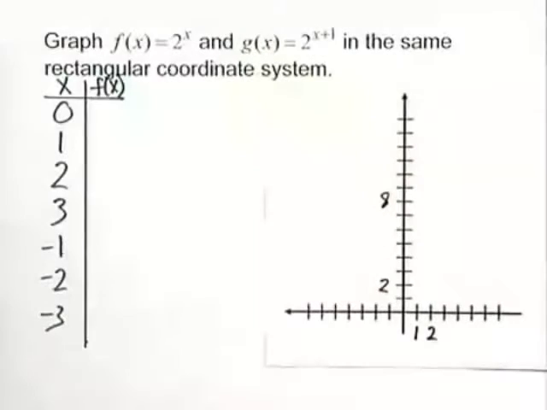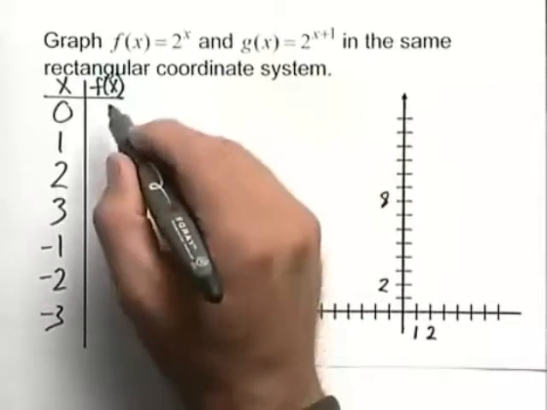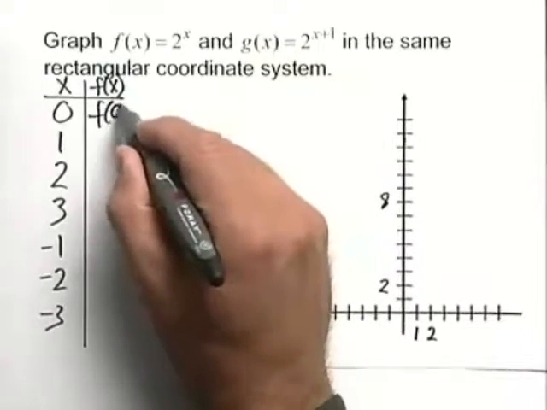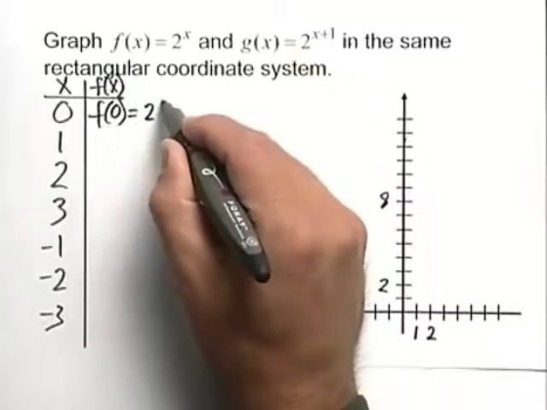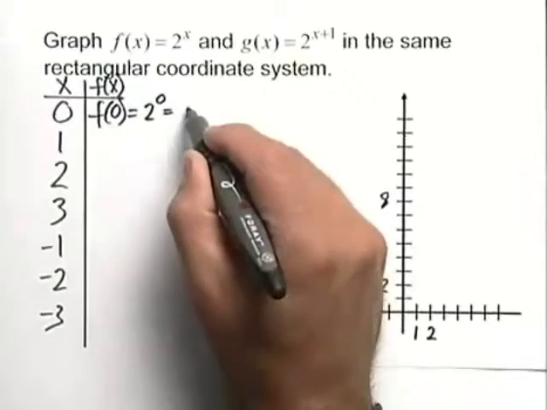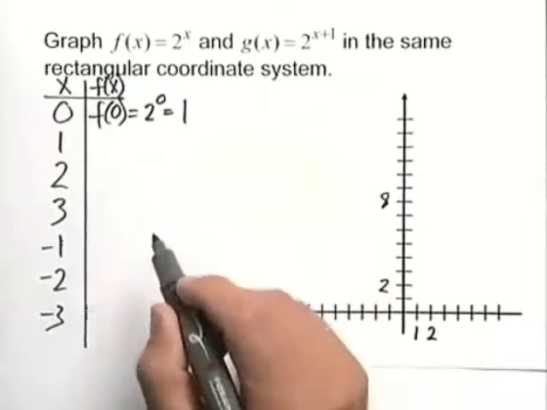In this problem, we're going to graph exponential functions. Let's take a look. We have f of x is equal to 2 to the x power. So let's evaluate that first function, f of 0. We have 2 to the 0th power. Remember, anything to the 0th power is 1.